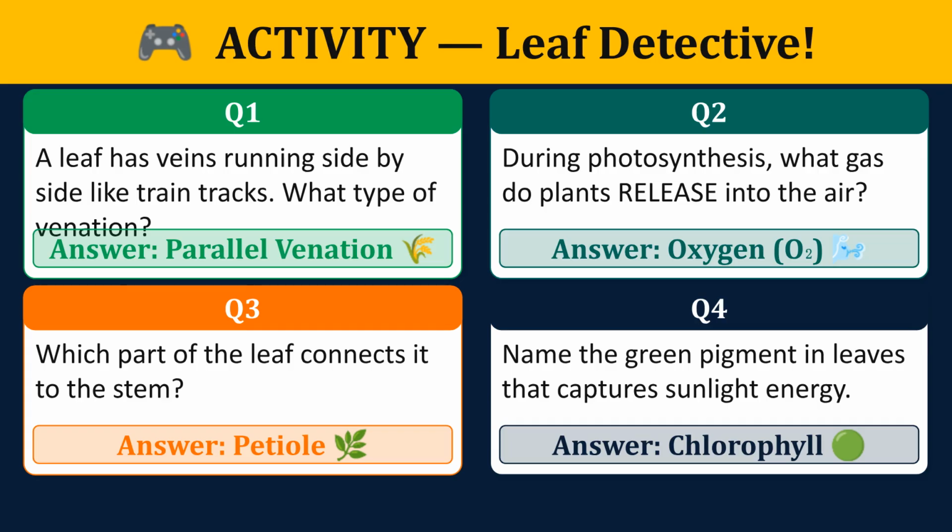Question 1. If a leaf has veins like railway tracks, what type of venation is it? Pause for students. Yes, parallel venation. Question 2. Which gas do plants release during photosynthesis? That's right, oxygen. Question 3. Which part joins the leaf to the stem? Correct, petiole. Last question. Which green pigment captures sunlight? Wonderful. Chlorophyll. Fantastic work, detectives. You're solving these like real scientists.